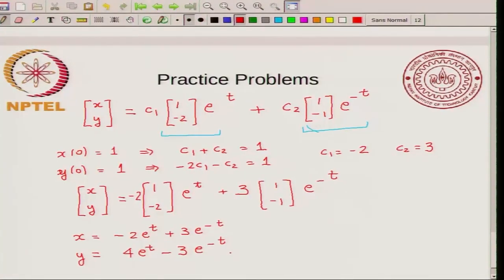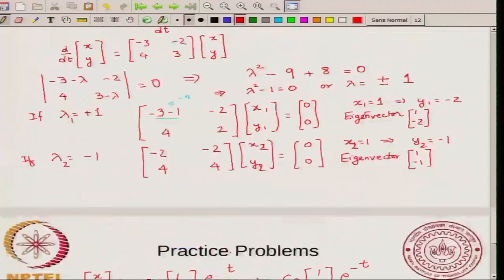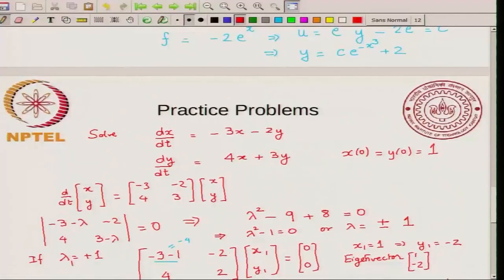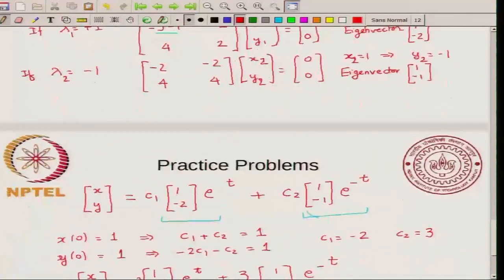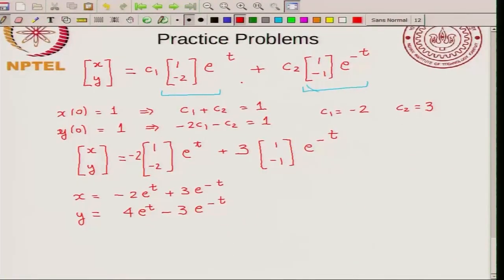Just for practice, you can verify that if you take dx by dt, you get nothing but minus 3x plus 2y, and if you take dy by dt, you will get 4x plus 3y. So you can verify those for practice.